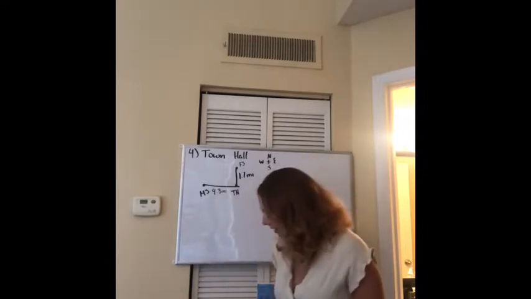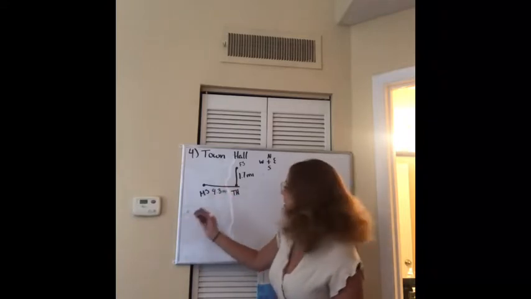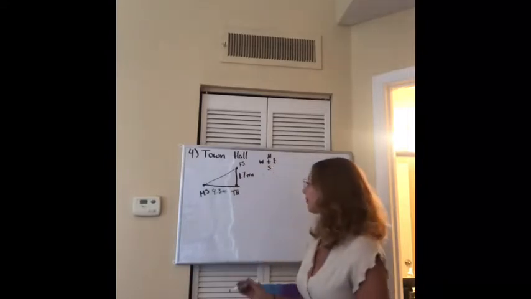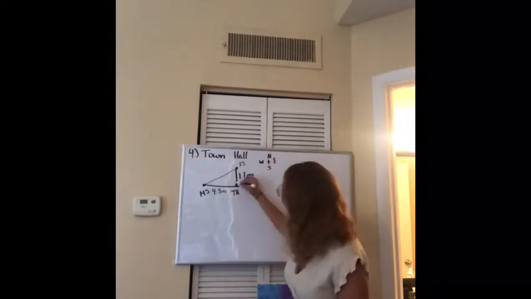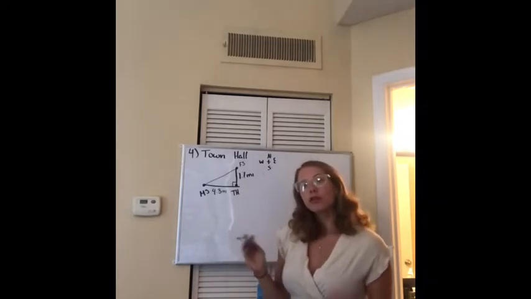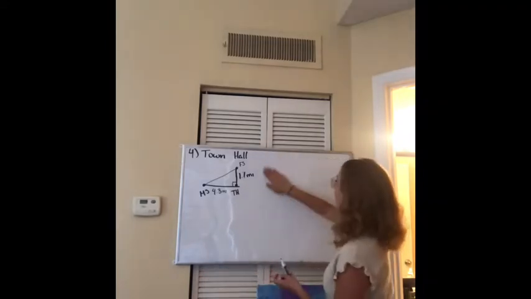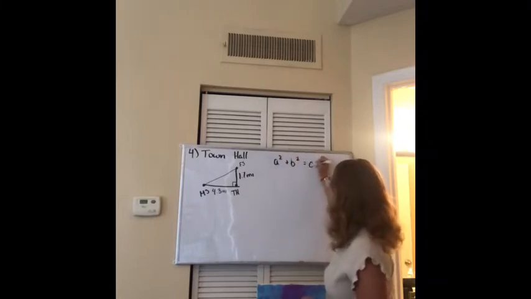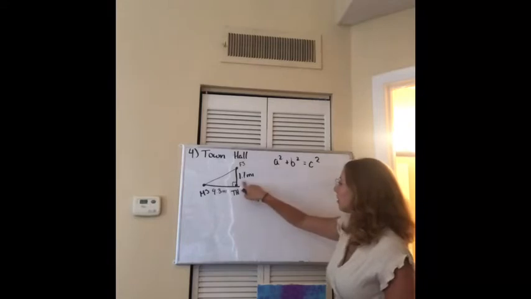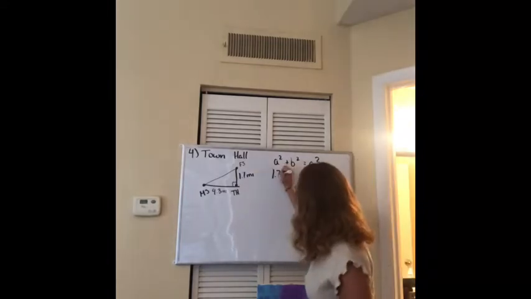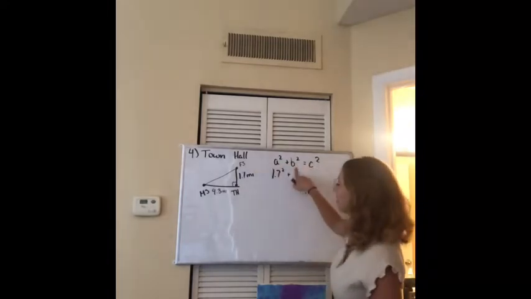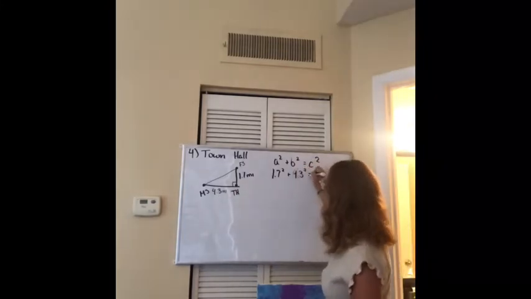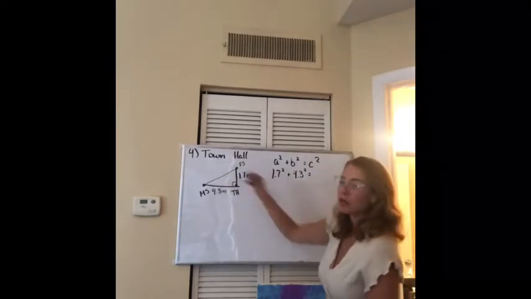And the question is asking us, what is the distance of a straight line between the middle school and the fire station? Well, I'm looking at this and I see that I have a right triangle. So this is going to be a Pythagorean theorem. A squared plus b squared equals c squared. Our a value is 1.7, so 1.7 squared, plus our b value is 4.3, so 4.3 squared equals c squared. That's what we're looking for.